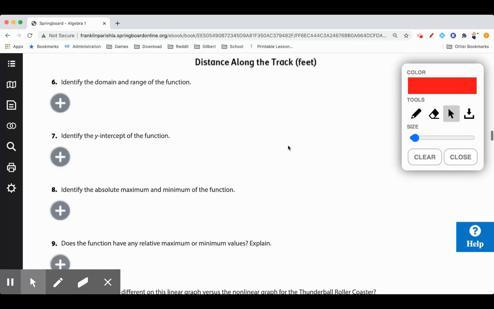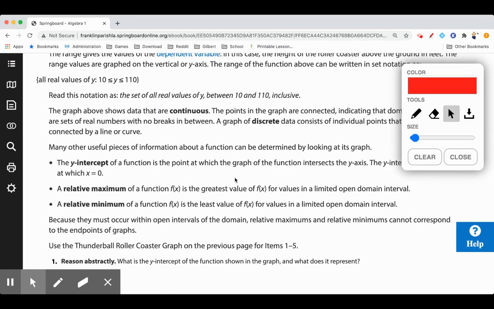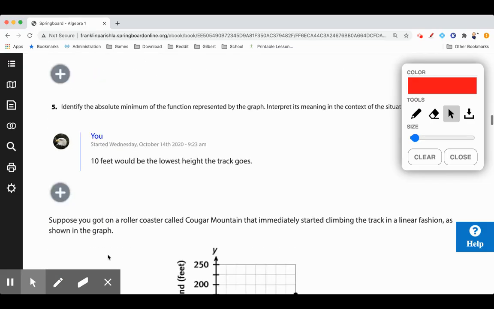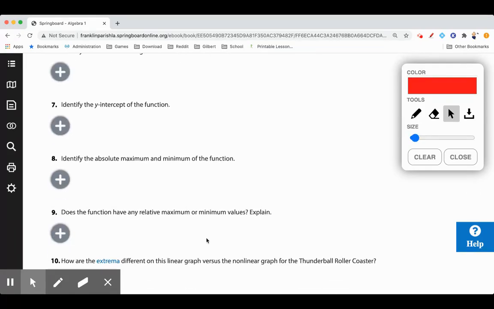And remember, that can't be at the endpoints, the relative. That was our definition. Relative maximums and minimums cannot be the endpoints, and all we have are endpoints that are the minimum and maximum. So number 9 is no, it does not.